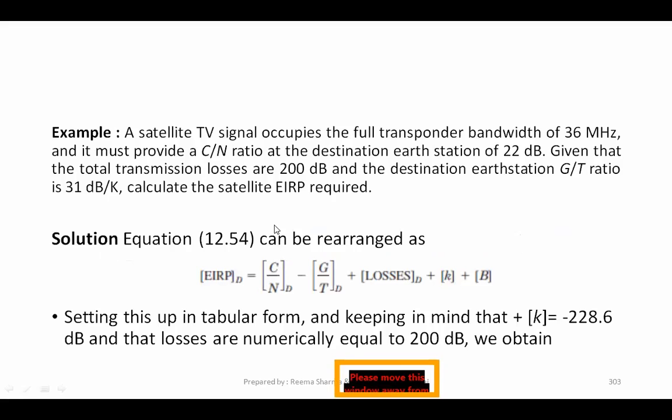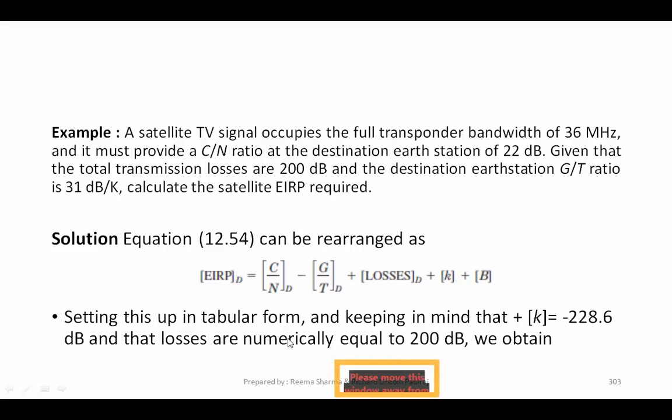We'll have another example here, where we consider a TV signal which occupies a full transponder bandwidth of 36. Remember, we had 36 and 4 is used for guard band, right? It must operate at a carrier to noise ratio at the destination Earth station of 22 dB, the total transmission losses are 200, and the destination Earth station G by T is about 31 decibels per Kelvin. We need to calculate the satellite EIRP required, the total EIRP. Since they have asked only for EIRP and it's a satellite TV signal, I have to use the downlink formula.